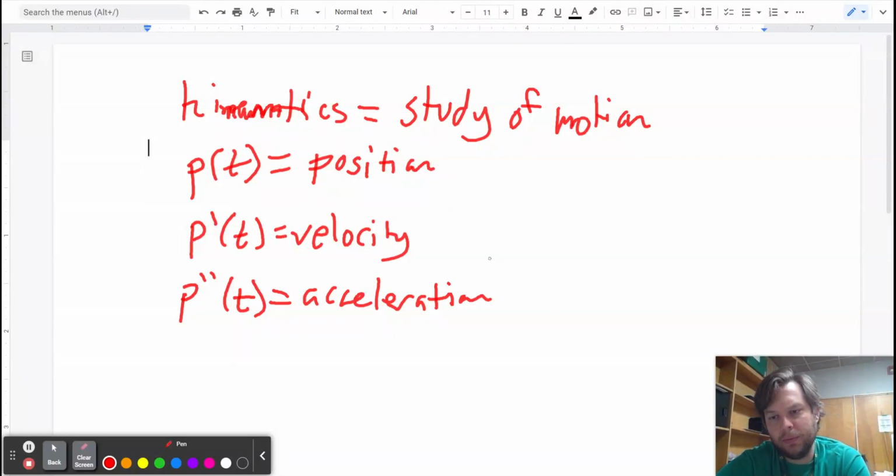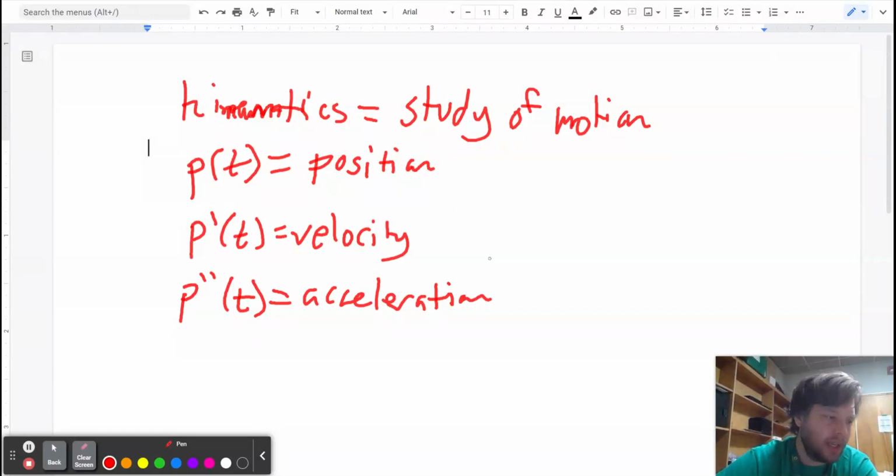Velocity is very similar to speed, but it also has a direction to it. So if your position is increasing, you have a positive velocity. If your position is decreasing, you have a negative velocity. And so that would mean, if you are moving forward, your velocity is positive. If you're moving backwards, your velocity is negative. If you're standing still, your velocity is zero. And similar idea with acceleration. If your acceleration is positive, you're speeding up. And if your acceleration is negative, you are slowing down. If your acceleration is zero, then you are moving at a constant speed.